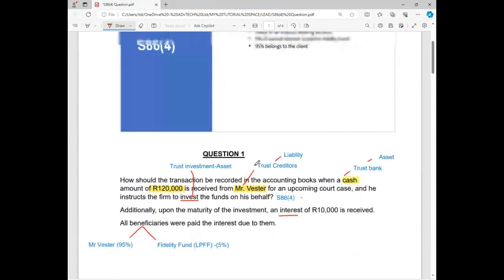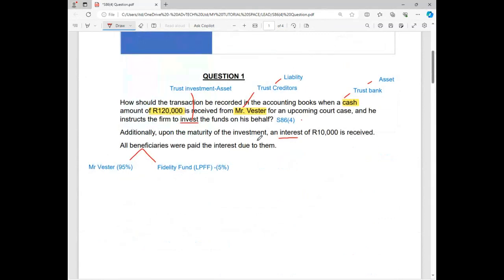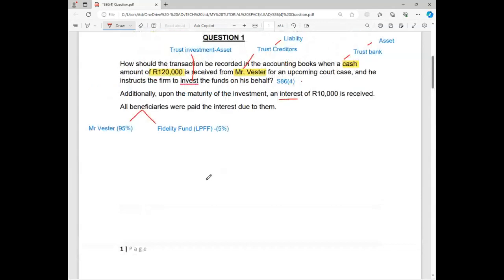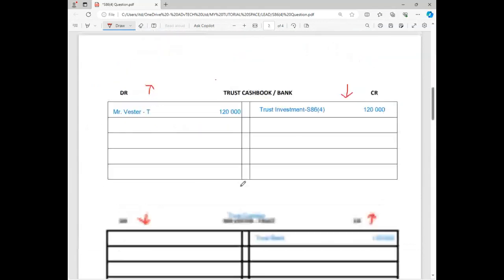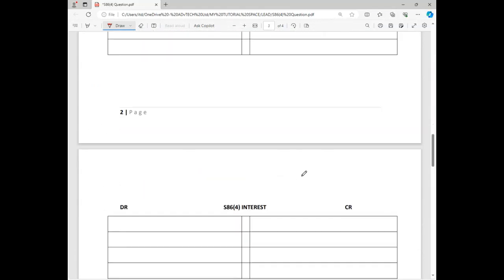Now, where do we go from here? Yes, we invested, but upon the maturity of the investment, we received an interest of 10,000. Remember, this interest is according to section 86.4, whereby the interest that we receive will be divided between the two parties, Mr. Vesta and Fidelity Fund. So now it means when we receive the interest, we need to go and open that interest just for the flow of this account.